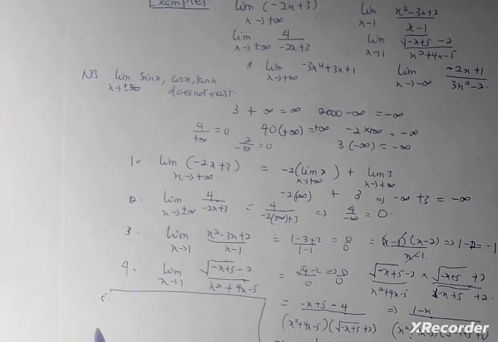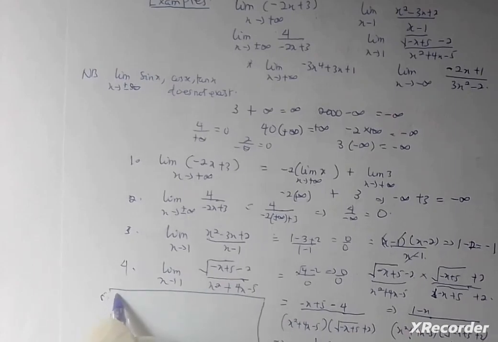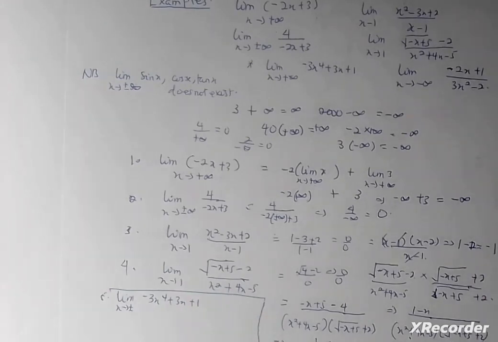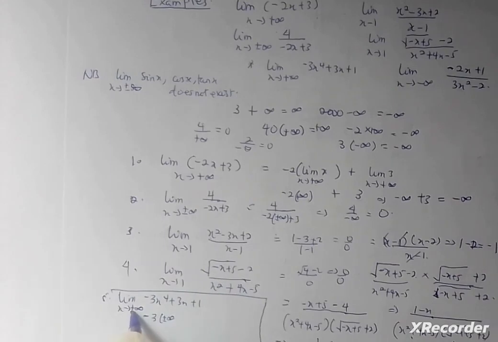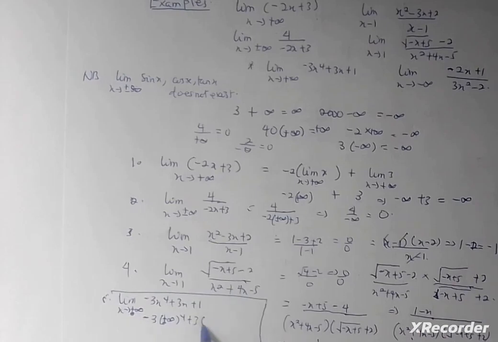Example 5, which looks simpler, and that is exactly the limit as x approaches infinity of negative 3x to the power 4 plus 3x plus 1. With this example, as x approaches infinity, wherever I see x I'm putting infinity. I'm going to get negative 3 times infinity to the power 4 plus 3 times infinity, then plus 1.